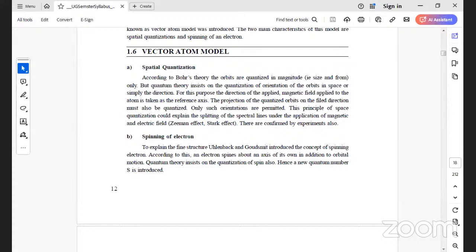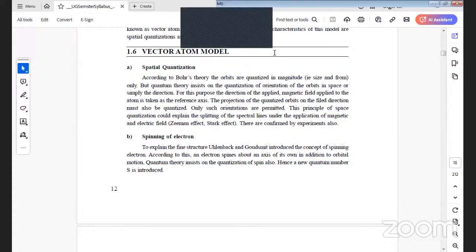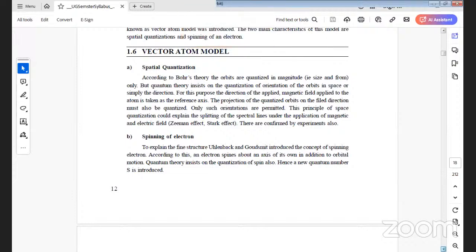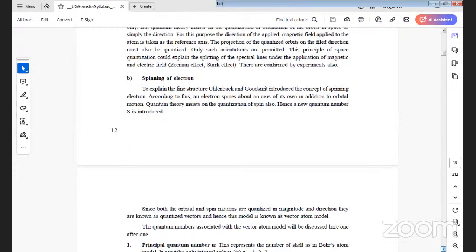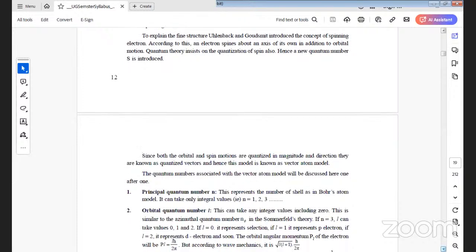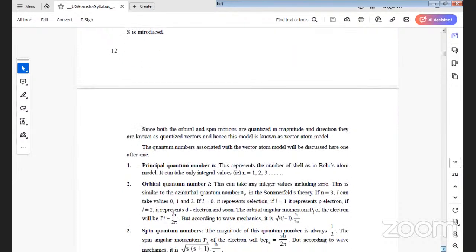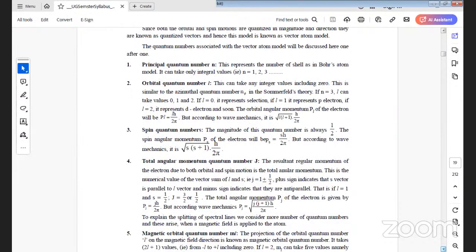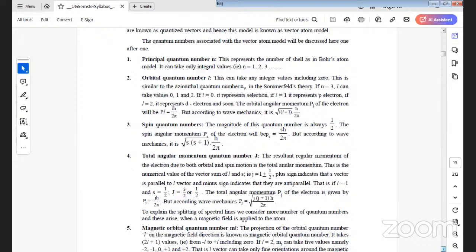So this is what we have: spatial quantization as well as the spinning of the electron. Next, we'll move to the concept of the different quantum numbers. First we'll move to the principal quantum number. So what exactly does the principal quantum number tell us?